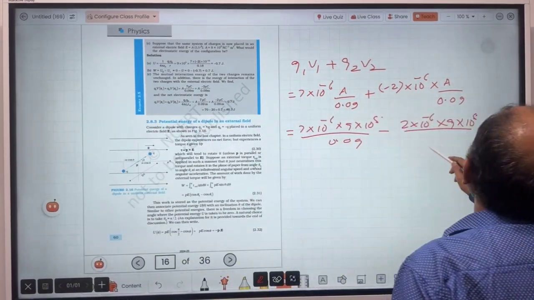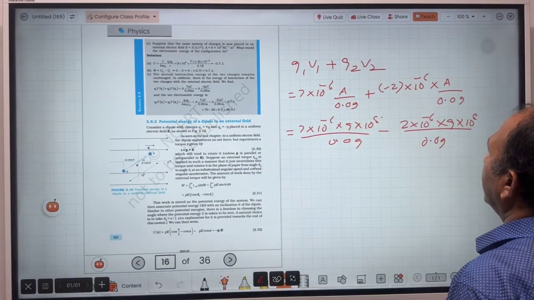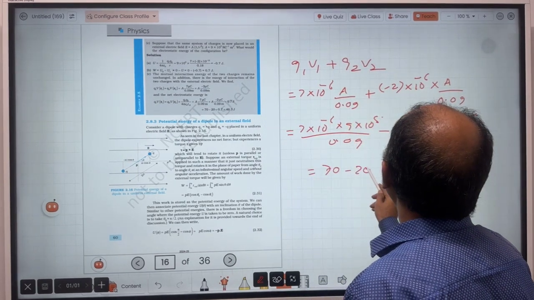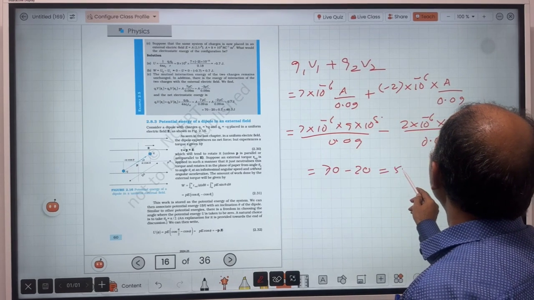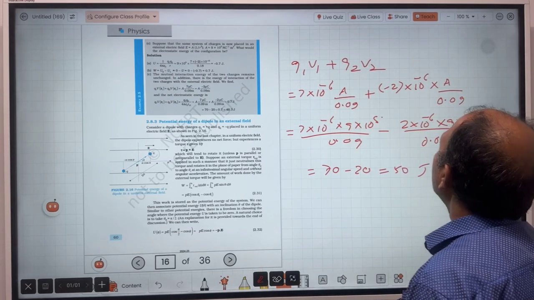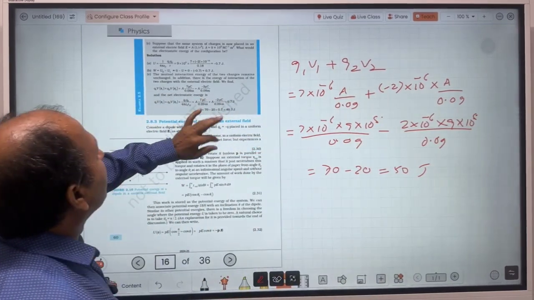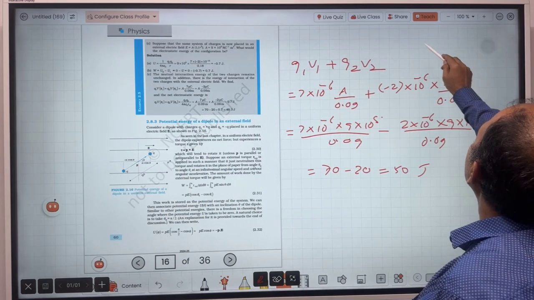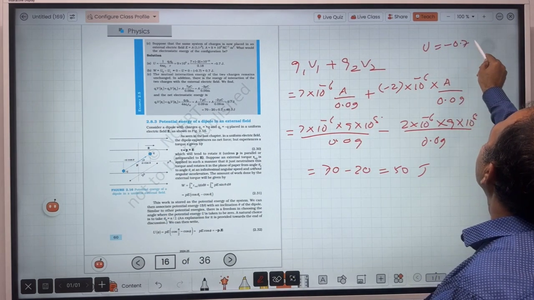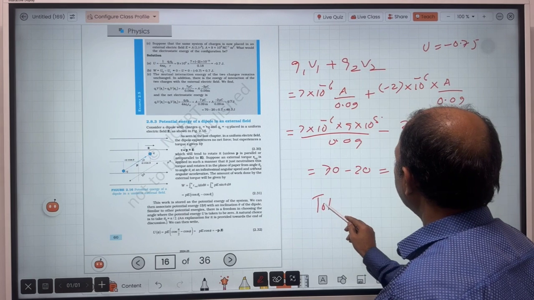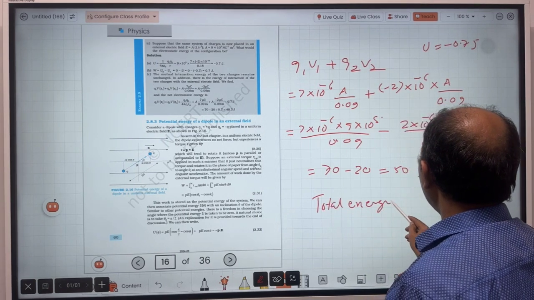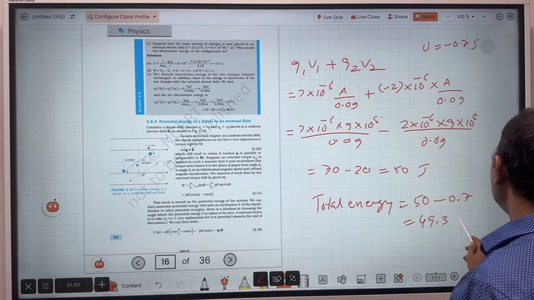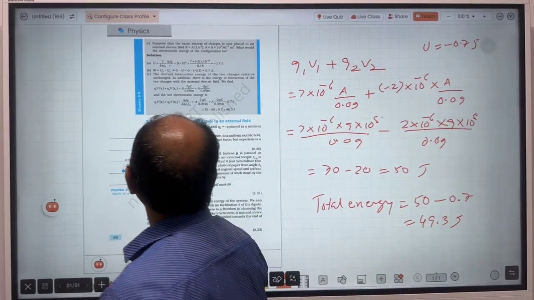divided by 0.09. So we evaluate it. This will come out to be 70, this will come out to be 20, so this is 50. So we have got 50 joule, and the interaction of the two charges gave potential energy of minus 0.7 joule. So the total energy of the system will be equal to 50 minus 0.7, which becomes 49.3 joule. So I think you have understood.